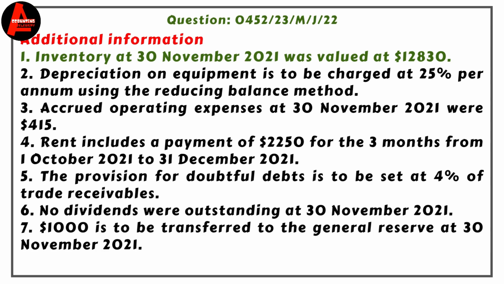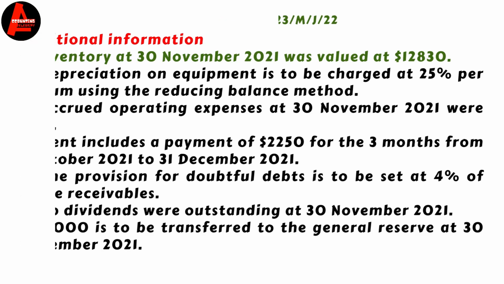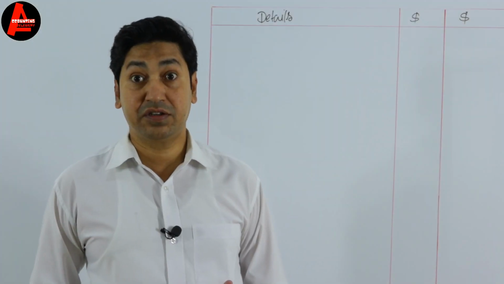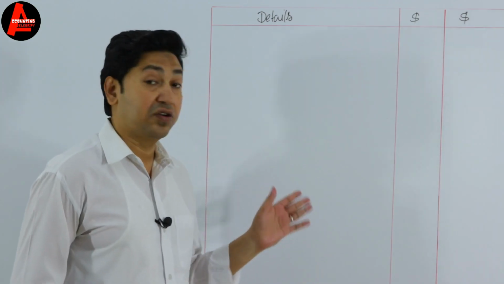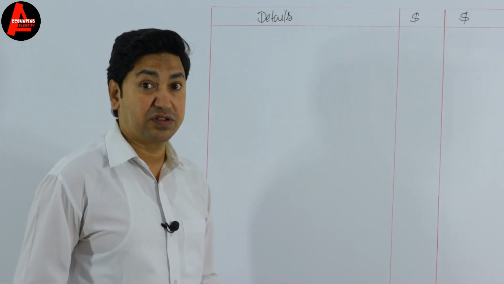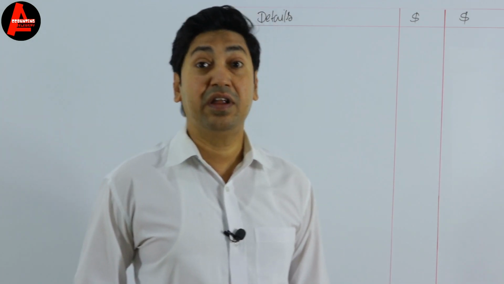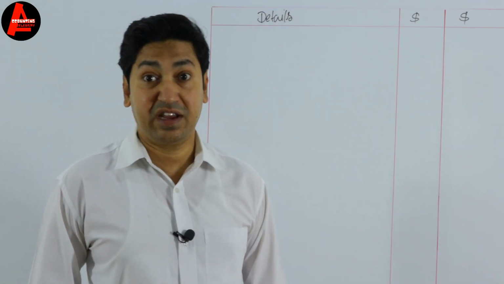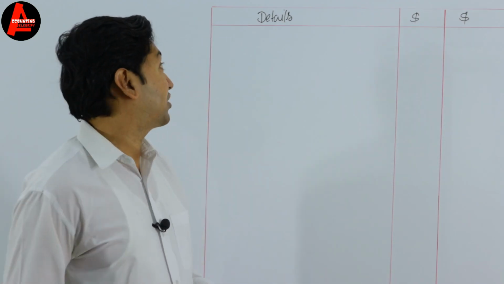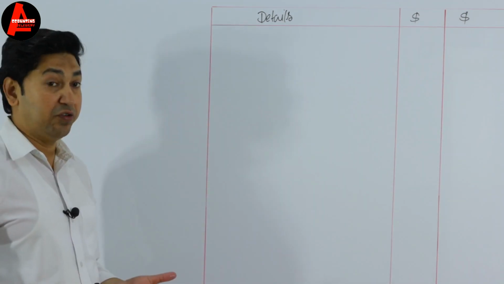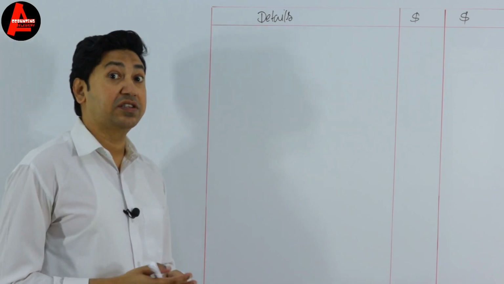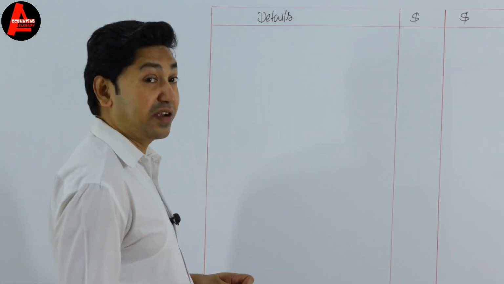Then here we have number 1, inventory at 30 November 2021 was valued at $12,830. So this is the only adjustment which is relevant to calculate gross profit. This is actually closing inventory. We know we need closing inventory when we prepare the first part of the income statement. So first of all we will write revenue, right? Sales revenue. This is the first item of the income statement.